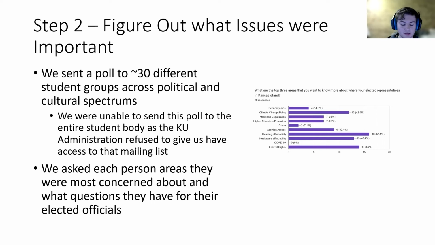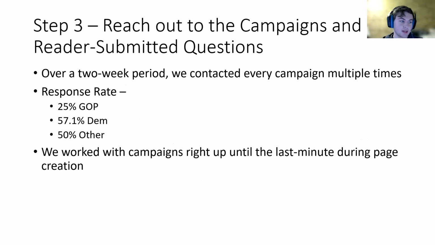And what we asked in this poll was, what's your top 3 policy concerns? As you can see on the poll there, the economy, climate change, higher education, crime, abortion access, all of that. What are the top 3 things you were worried about this election? And what one question would you have for all your elected officials? And we found great success for that.